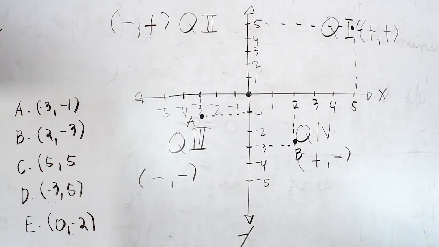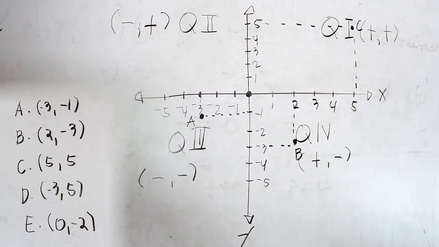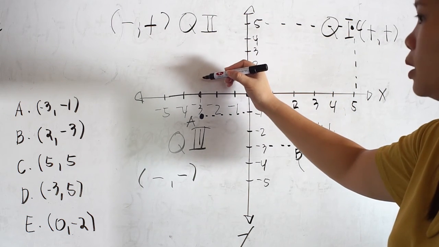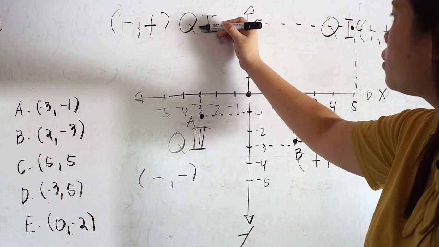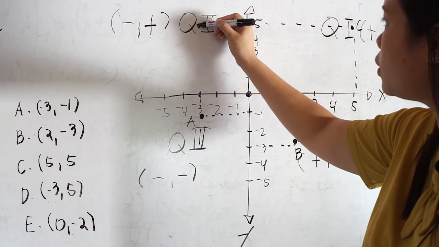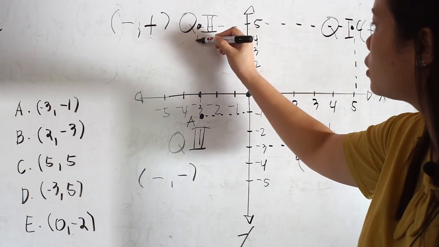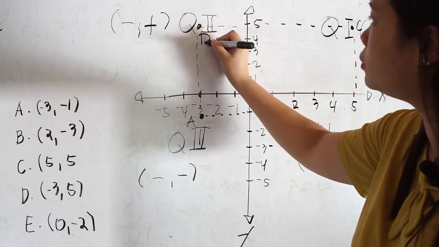So next is D, negative 3 and positive 5. So negative and positive, so it belongs to quadrant 2. Negative 3 is your x and then positive 5. So negative 3 and positive 5, your point is here. So this is point D.